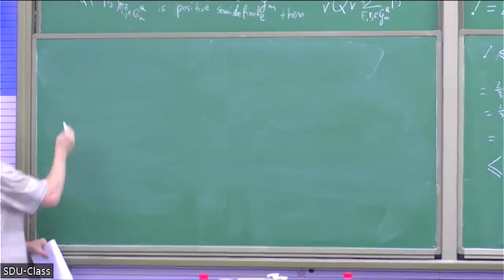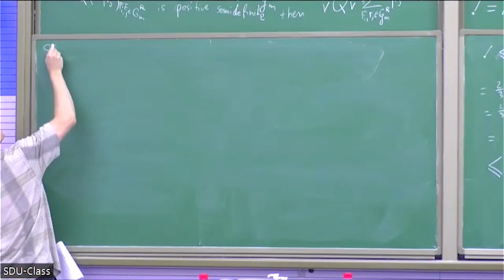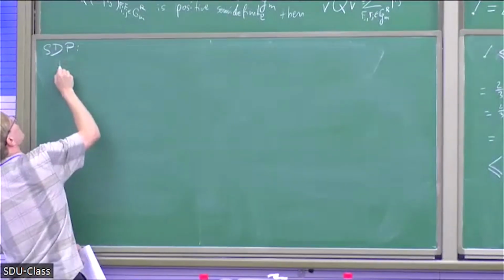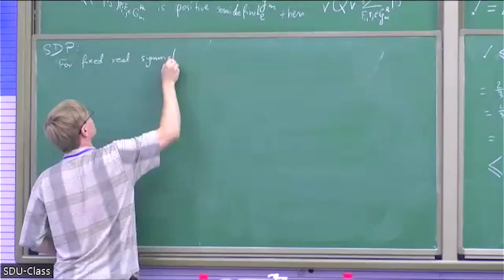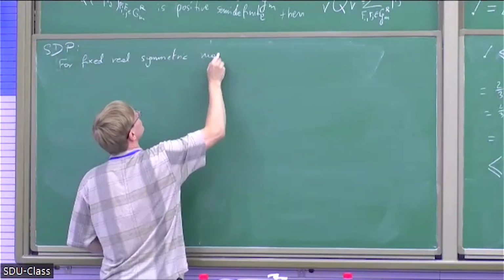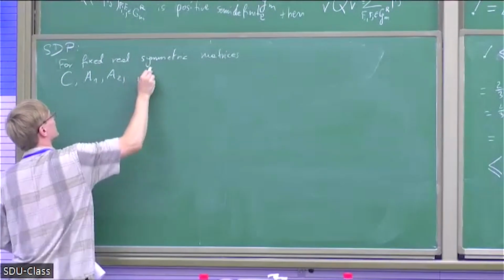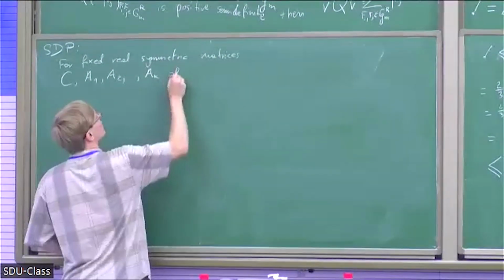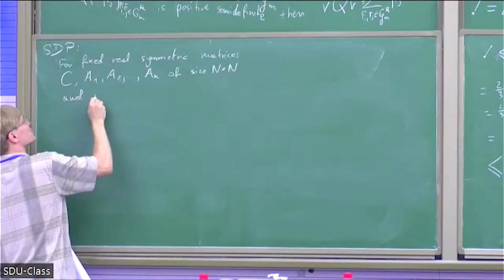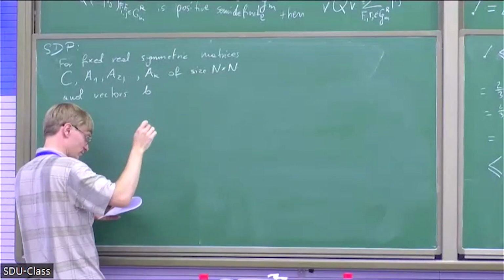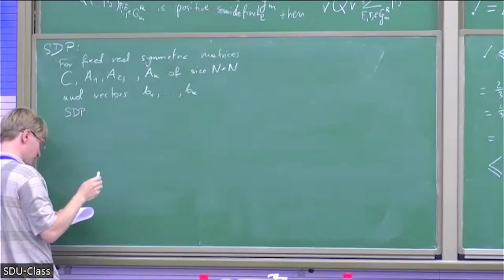How the semi-definite programming looks like. We take symmetric matrices, for fixed real symmetric matrices C, then A1 up to Ak of size n times n, and vectors B1 up to Bk. SDP is the following problem.